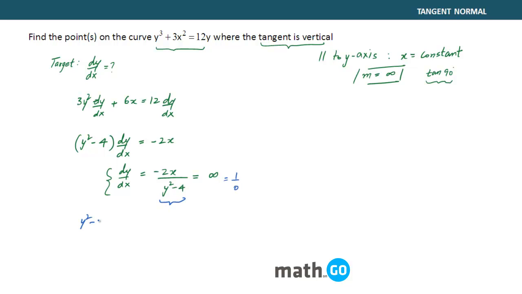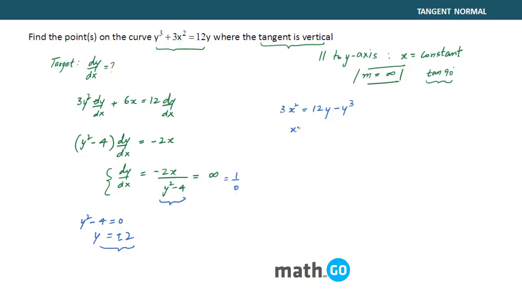So this implies y square minus 4 should be equal to 0. This happens at two values of y, that is plus minus 2. So you actually have 2 points which should satisfy this criteria, because y is plus minus 2. So calculate x in terms of this. So 3x square is equal to 12y minus y cube. Can we say this, right?